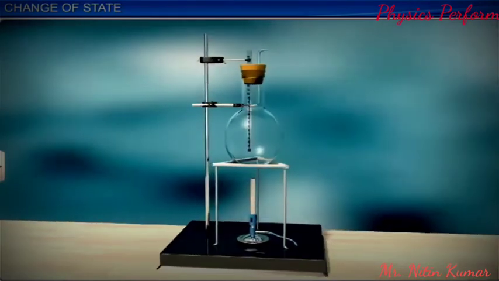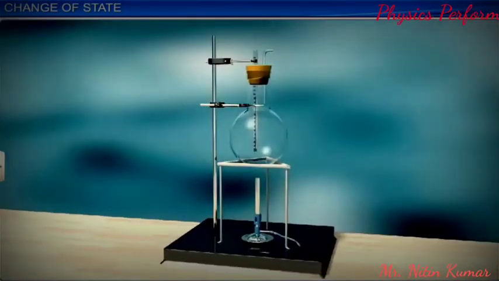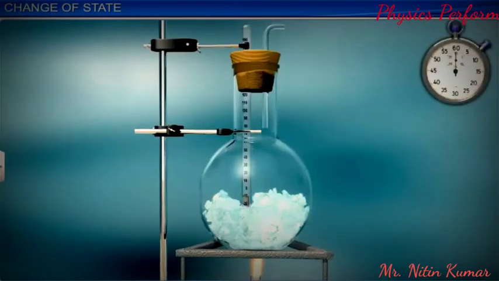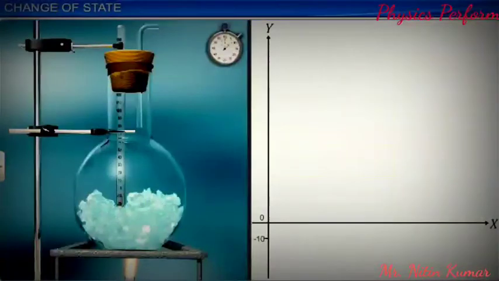Consider a round-bottomed flask with a thermometer and steam outlet fixed through the cork. Place some ice cubes at -10 degrees centigrade in the flask and start heating. Now, let us observe the change in the temperature of the contents and plot a graph between temperature along the y-axis and time along the x-axis, as it is an independent quantity.